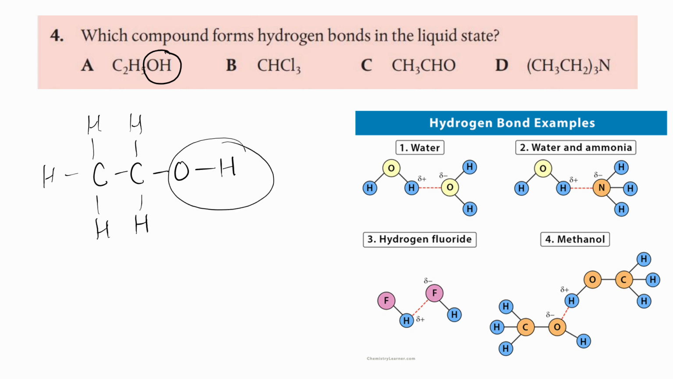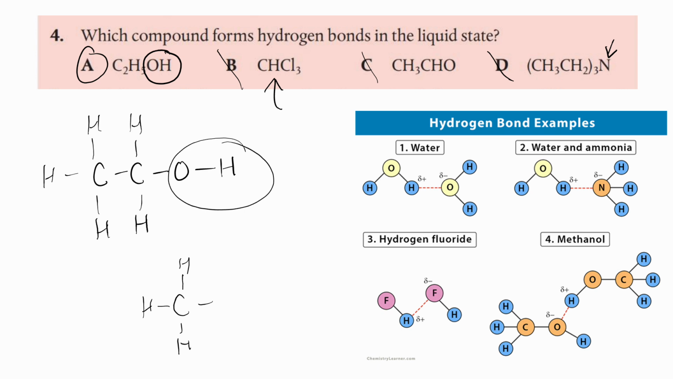So this right here is what is participating in the hydrogen bond. So A would be your answer. This doesn't have oxygen, nitrogen, or fluorine. And this nitrogen does not have a hydrogen attached to it. So these would not be correct. And C would not be correct because we have a carbon with 3 hydrogens.